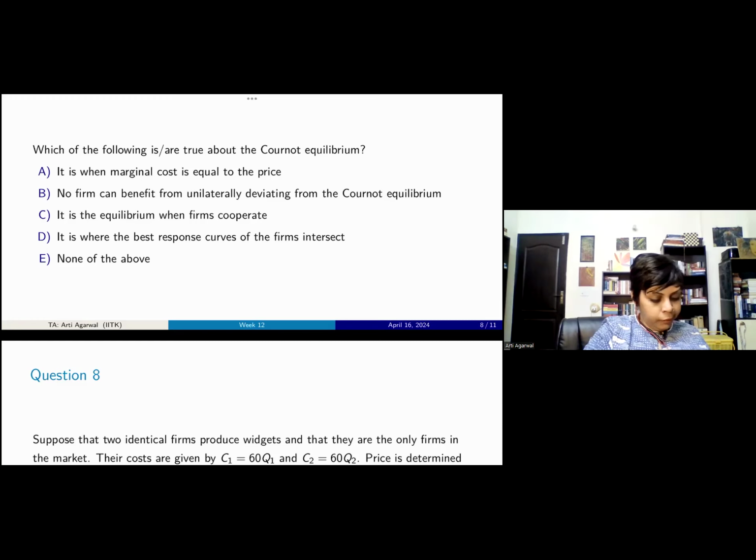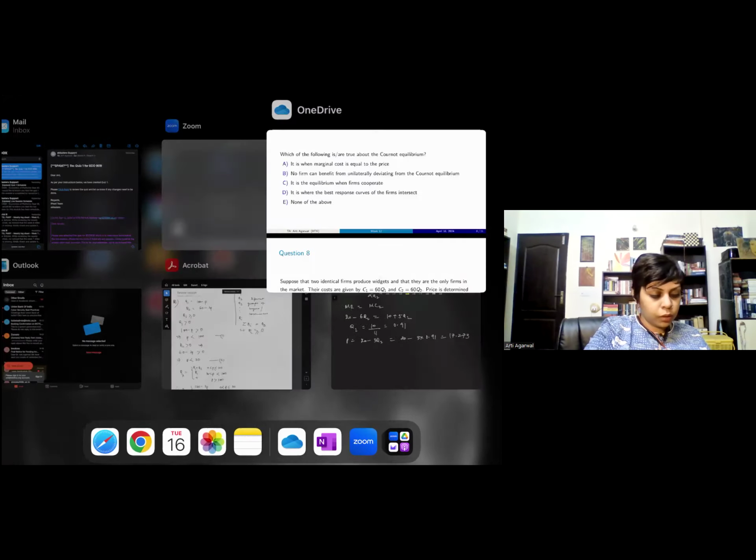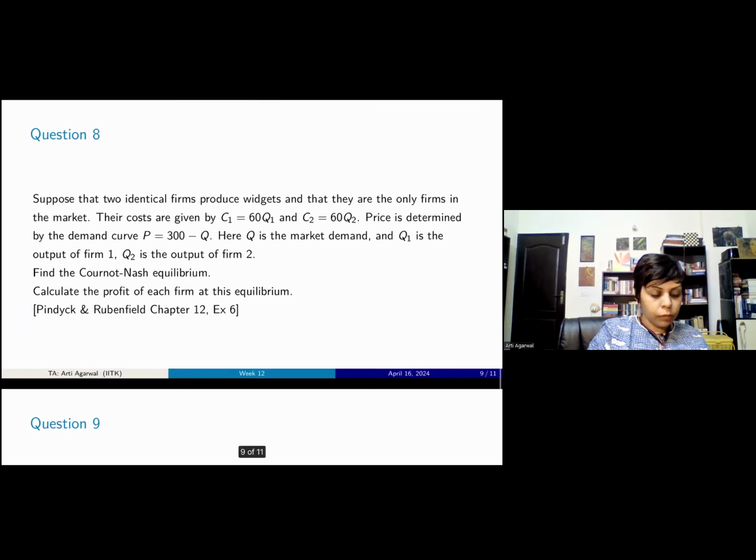Okay, let's go ahead and solve the question of Bertrand and a table. Yeah, so the table is how you calculate the equilibrium in Bertrand.